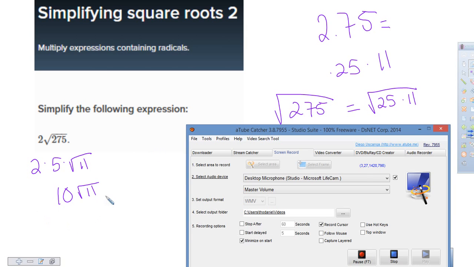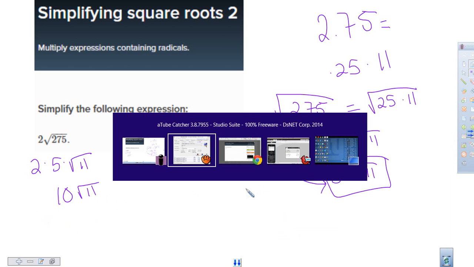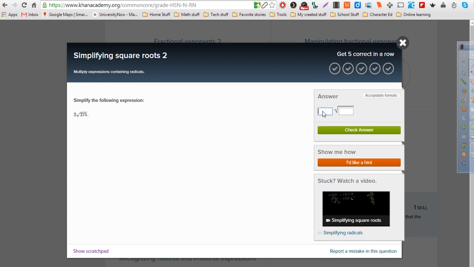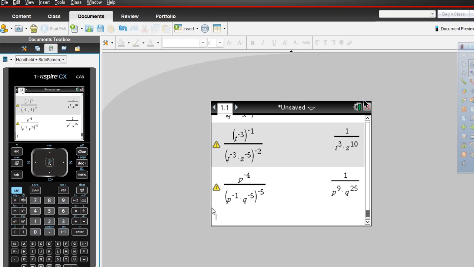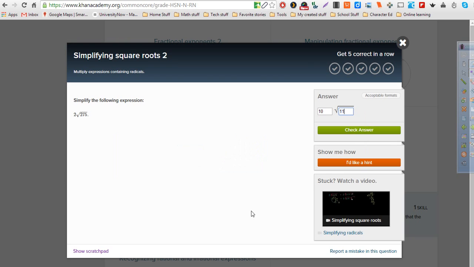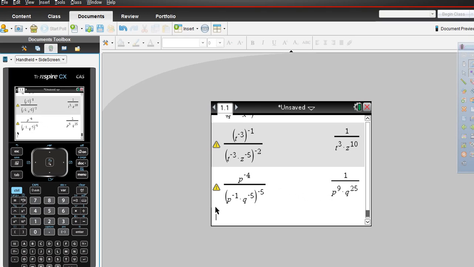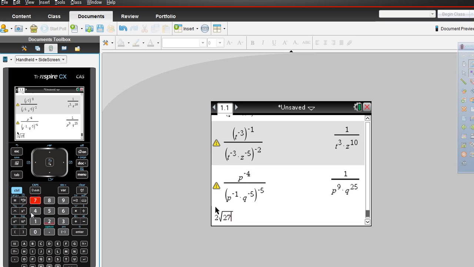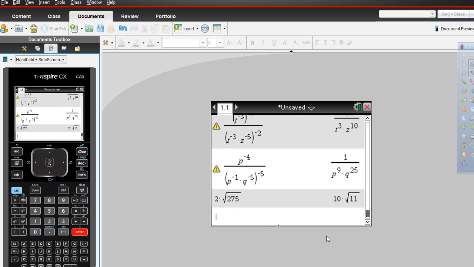Oh, sorry. Oh boy, let me get back in there. And I'm going to put that in as 10 root 11. But I'm going to check it because I don't like getting things wrong, and I want to see if the calculator agrees with me. 2 root 275. So what would that be like? 2 times the square root of 275. And I see that it does agree with me.